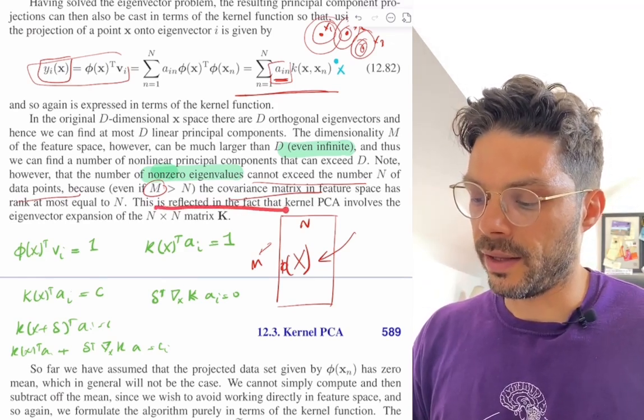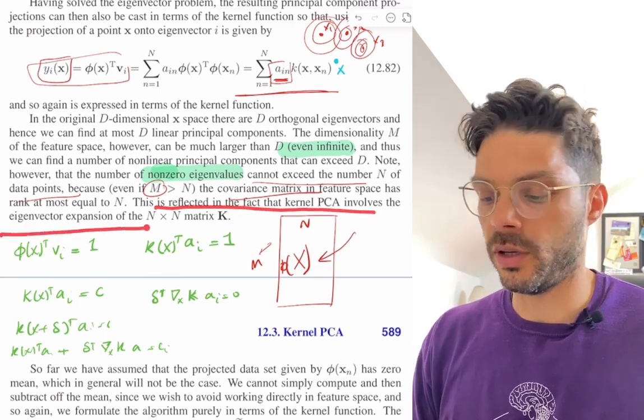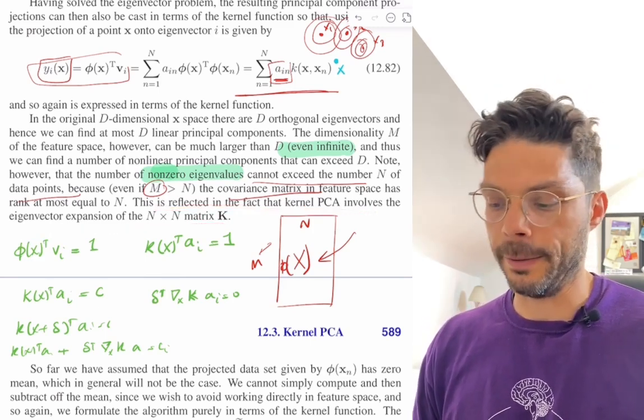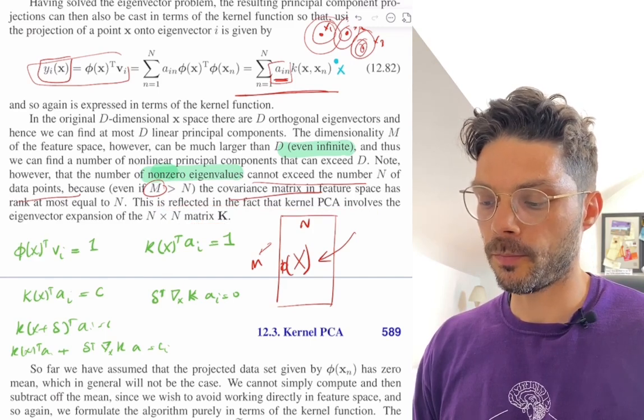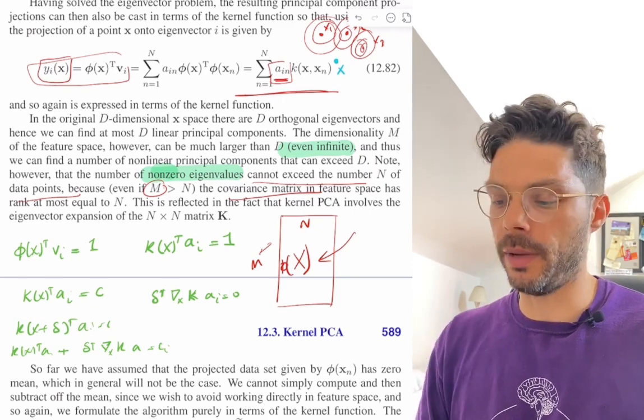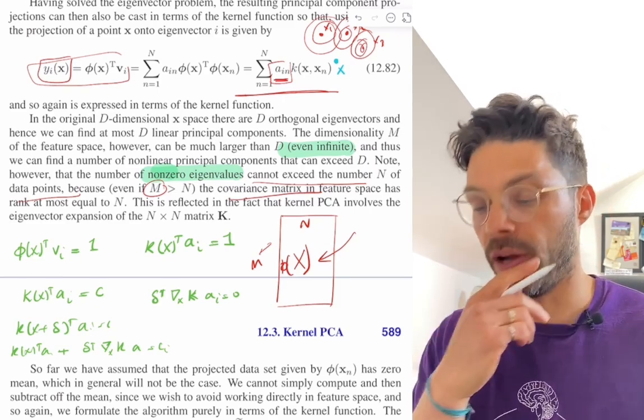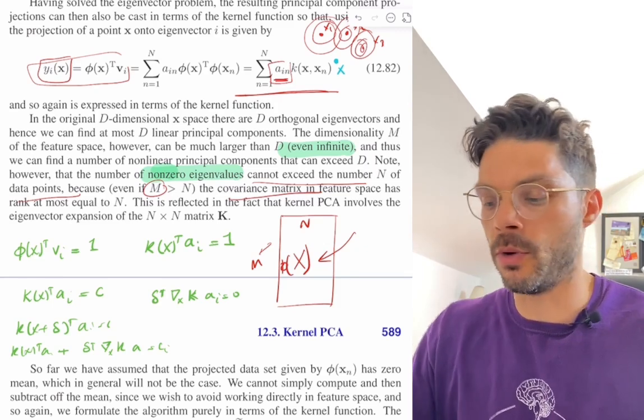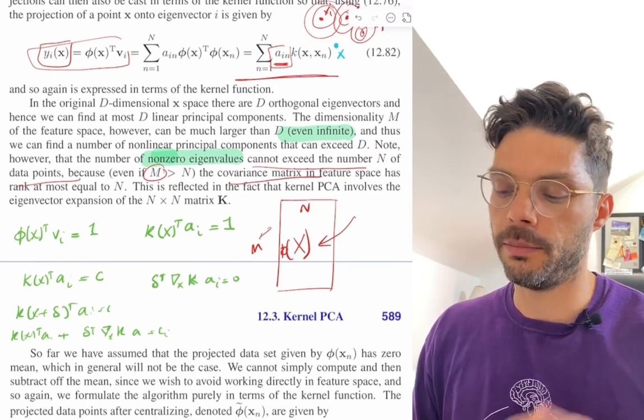This is reflected in the fact that kernel PCA involves the eigenvector expansion of the n by n matrix K. So even though your features are potentially very high dimensional, the number of non-zero eigenvalues is limited by n. You can always define more eigenvectors if you want, but you're going to be limited by n.